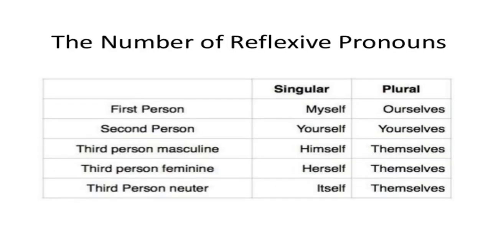Again, I am displaying the table. For first person, we use myself for singular and ourselves for plural. Second person, yourself, yourselves. Third person, for male, himself, themselves. For female, herself, themselves. For third person neuter, that is, it, itself, themselves.